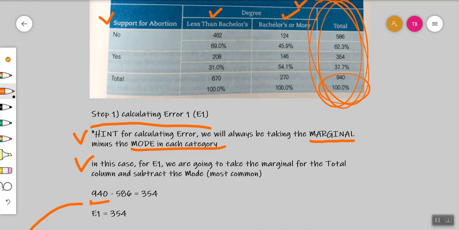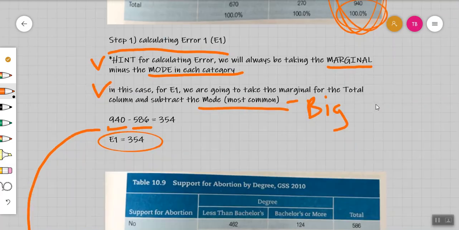And you take away the mode, or the most common number. From here, you can see the mode is always the biggest number, the most common. In this case it's 586. 940 minus 586 is 354. Error 1 is 354. That's all. So save that number, put it to the side. You're going to need it.